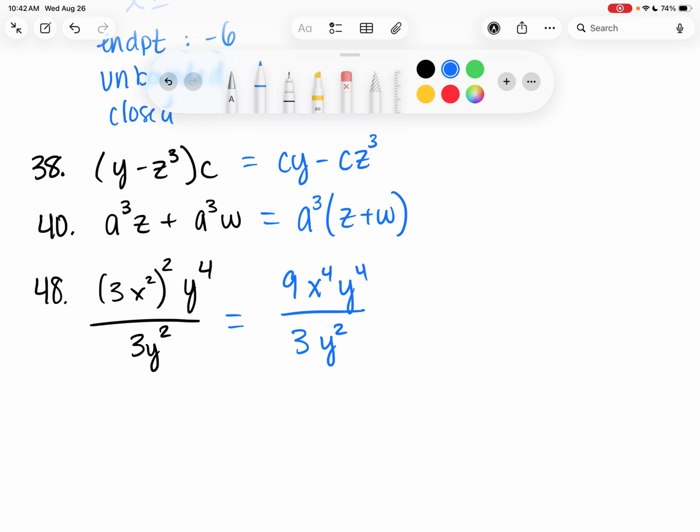Well, it's not done. It's got to be simplified. 9 times 3 squared, so 3 and 9 reduce. And then remember we put it where it changes the sign, since it was a minus. So I'm subtracting 2 from here. So I end up with 3x to the fourth y squared. Oh, okay. That's easier than I thought.